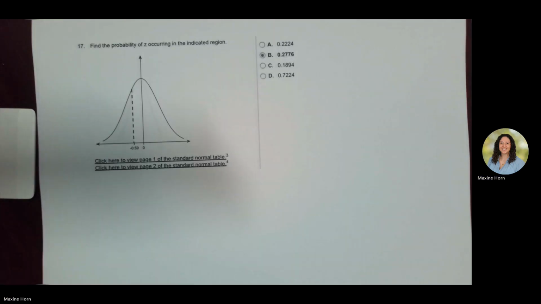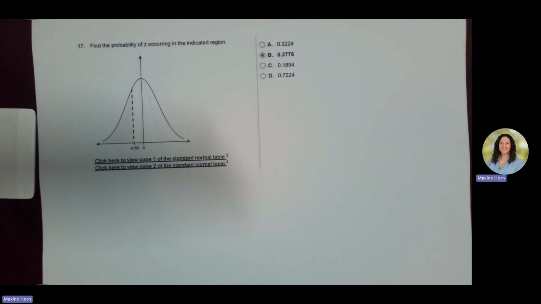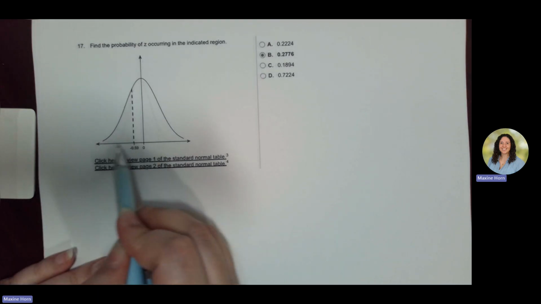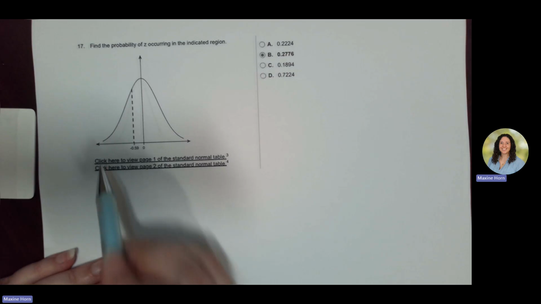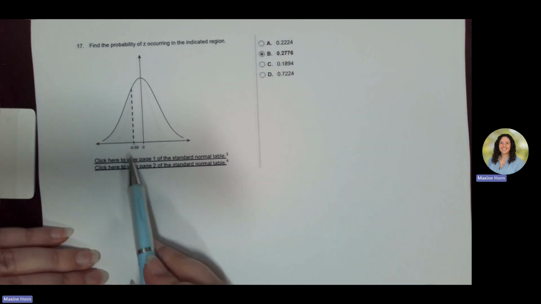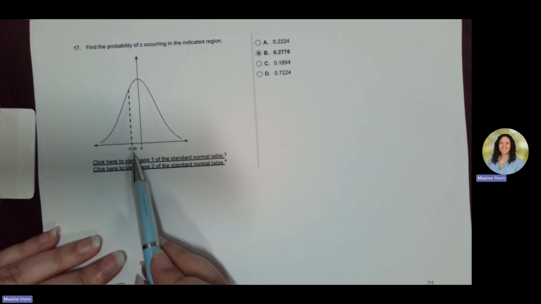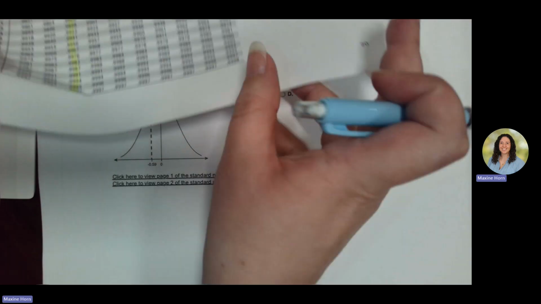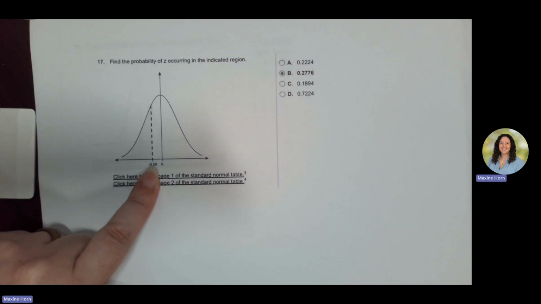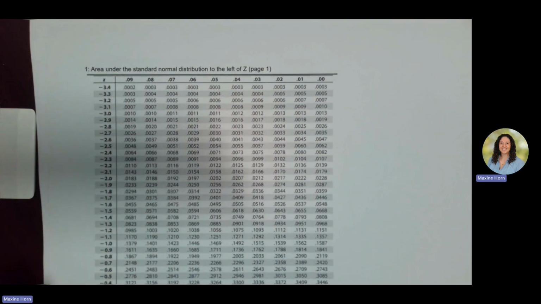Okay. All right, find the probability of Z occurring in the indicated region. Same process here, right? We have the area to the left, right? So we can look up in the table. We're looking for a negative 0.59. Oh, I didn't print out an extra one. Let me go back to here. Nope. Where is the page? There we go. Negative 0.59 is the z-score we're looking for.